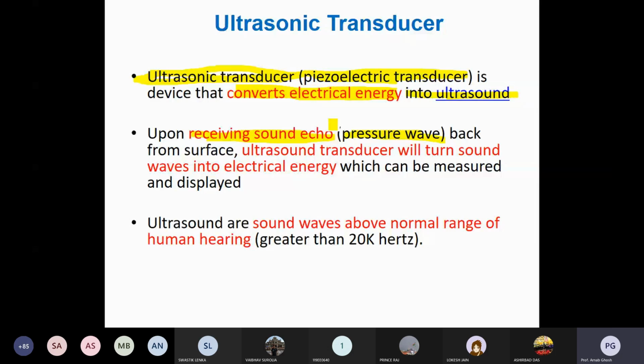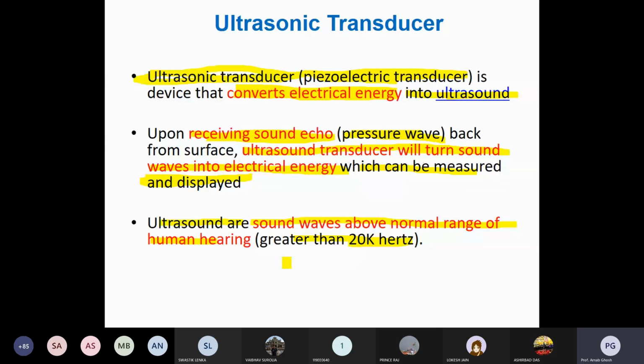Back from the surface, the ultrasound transducer turns the sound wave into electrical energy, which can be measured and displayed. I think you are able to understand that operation. Ultrasounds are sound waves above the normal range of human hearing, greater than 20 kHz. Human hearing range is 20 Hz to 20 kHz; otherwise it is just noise that you would hear, which is not good for us.